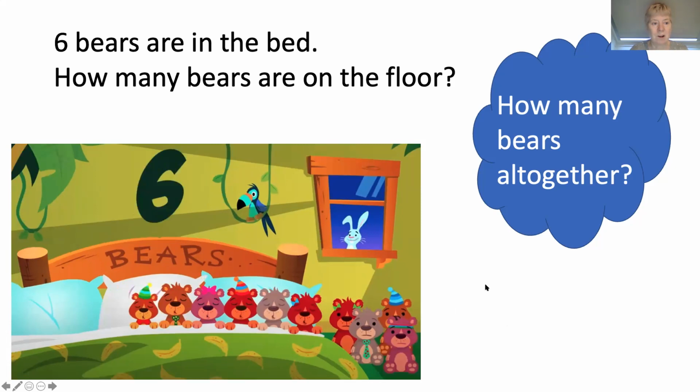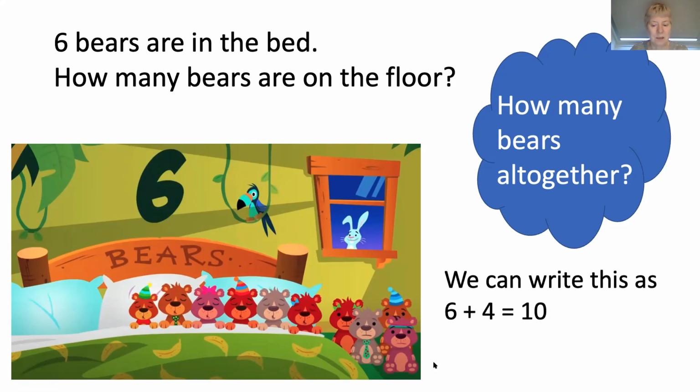This time there are 6 bears in the bed. How many bears are on the floor? Well done, there are 4 bears on the floor. How many bears altogether? Still 10 bears, well done. Can you write down what the calculation would look like this time? Well done. This time we've got 6 bears in the bed, 4 bears on the floor, 10 bears altogether. 6 plus 4 makes 10.